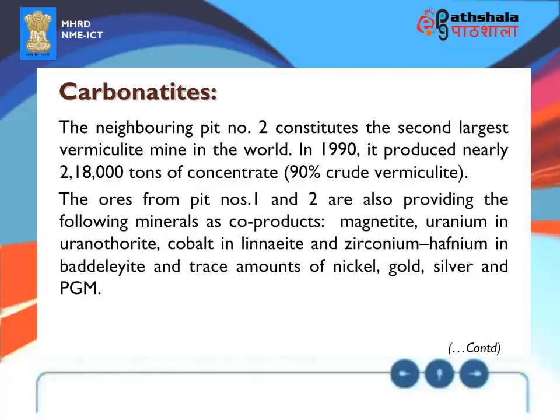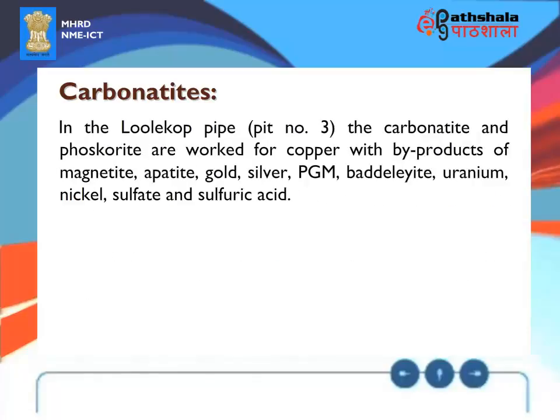In 1990, it produced nearly 218,000 tons of concentrate. The ores from pit numbers 1 and 2 are also providing the following minerals as co-products: magnetite, uranium in uranothorite, cobalt in linnaeite, and zirconium and hafnium in baddeleyite, and trace amounts of nickel, gold, silver, and PGM. In the Loolekop pipe, as shown in pit number 3, the carbonatite and phosphorite are worked for copper with by-products of magnetite, apatite, gold, silver, PGM, baddeleyite, uranium, nickel, sulfate, and sulfuric acid.